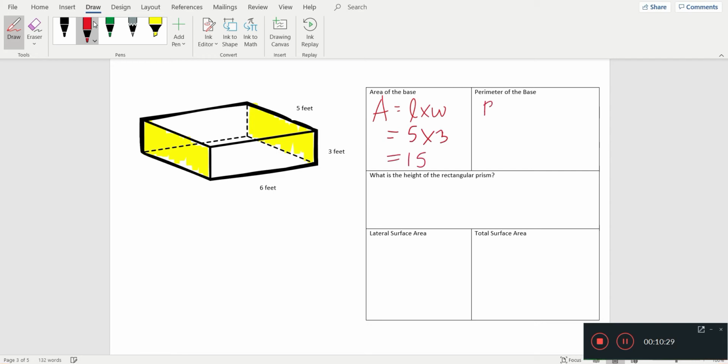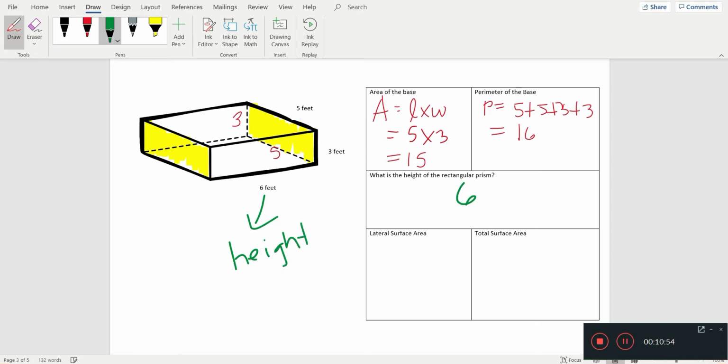Okay, perimeter. Of course, if this is 5, this is also 5. This is also 3. So I will add 5 plus 5 plus 3 plus 3, so that's now 16, right? What's the height of the prism? I always put height here. This is 6. So we're going to use the formula pH. The perimeter is 16 times 6, and the answer is 96.